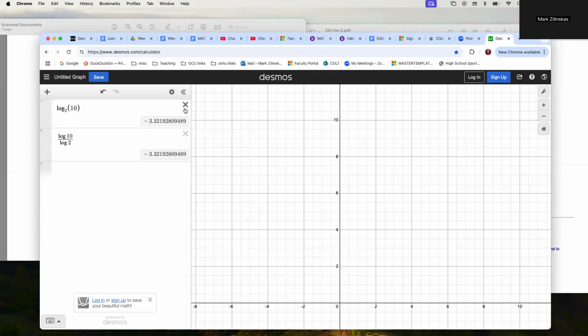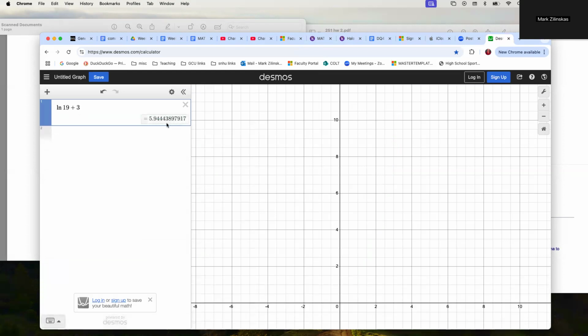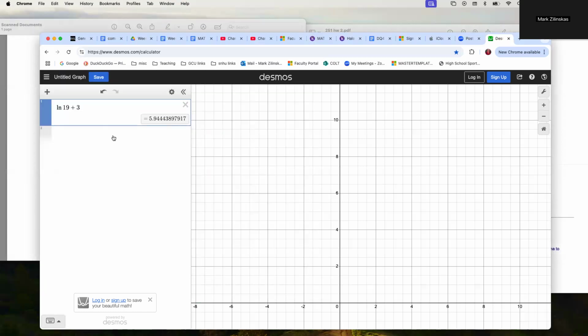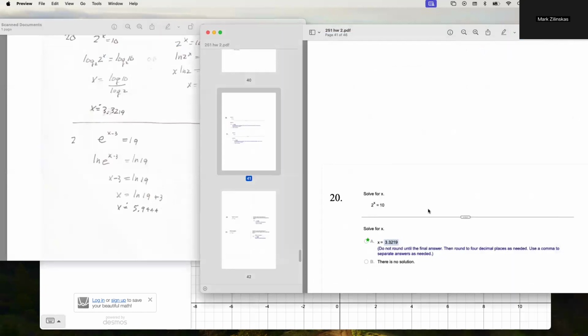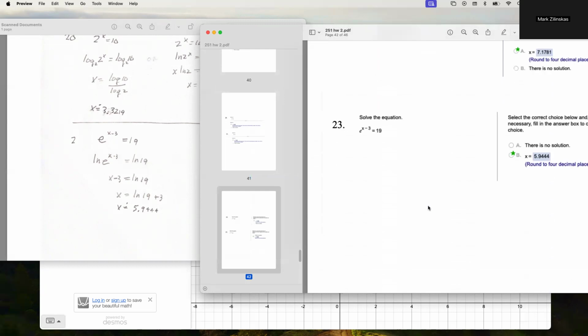So I could come over here and clean this stuff out real quick, so that problem is done. I can just take the natural log and type in ln 19 plus, I think it was 3. Yeah, and there's my 5.944. You can use a regular scientific calculator as well, but in Desmos you can just use it like that as a calculator too. Either way, we were asked to solve that. I guess that was number 23 here. Let me go down there and show you the original problem.